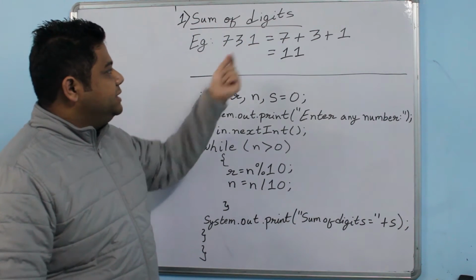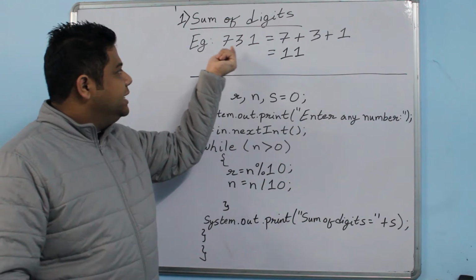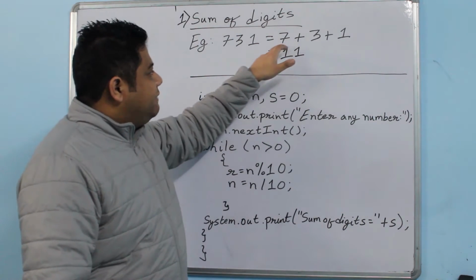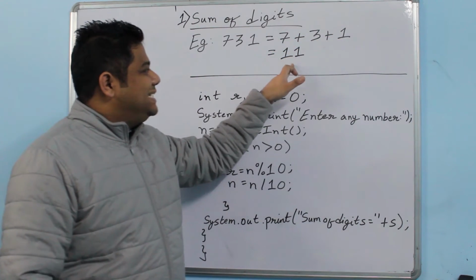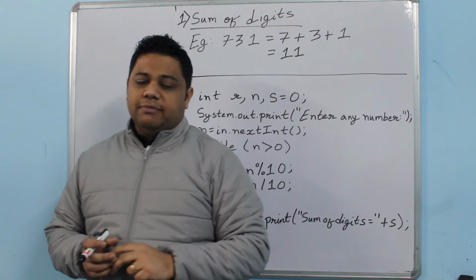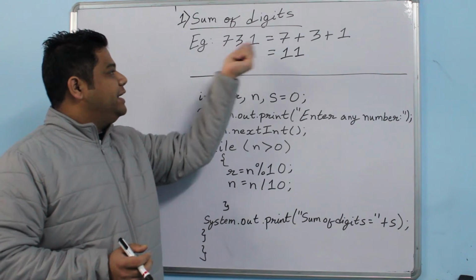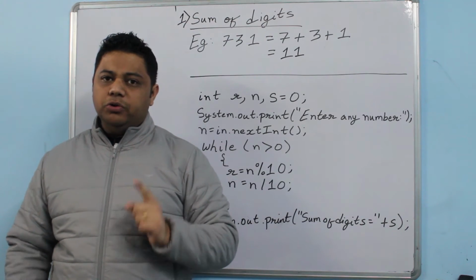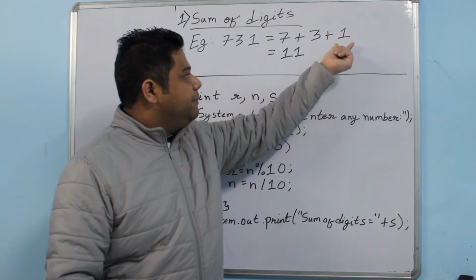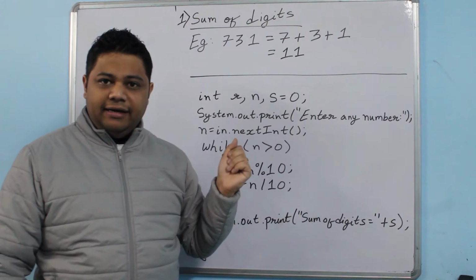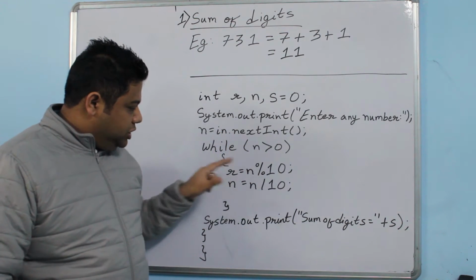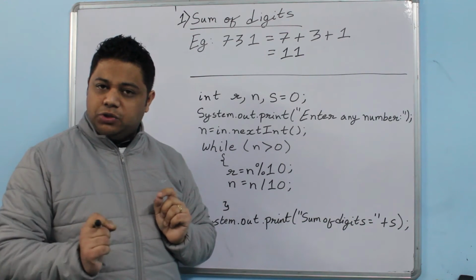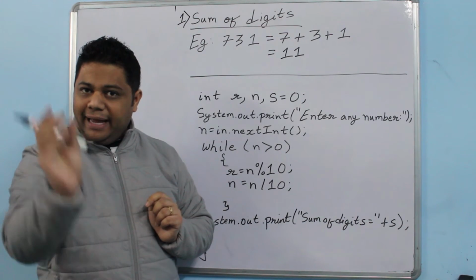Sum of digits means 1 is a digit, 3 is a digit, and 7 is also a digit. So you have to add all the digits over here. So 7 plus 3 plus 1 is 11. So the answer for the sum of digits of the number 731 is 11. That is what we are going to do in the program. By now you know how to break a number. So you know how to get digits like 1, 3 and 7 with the help of modulus. We are going to use R, because we know that the variable R is going to store the digits one by one.